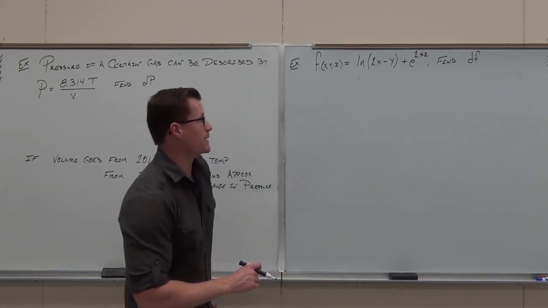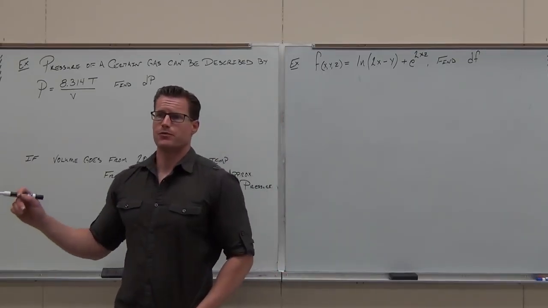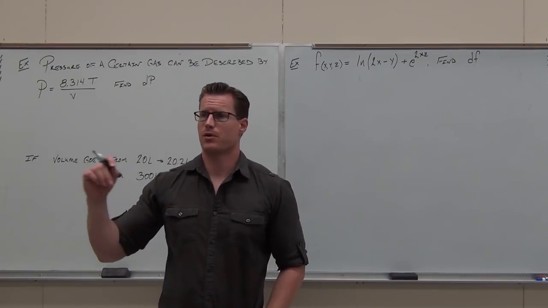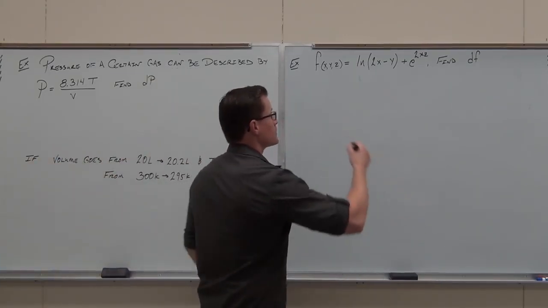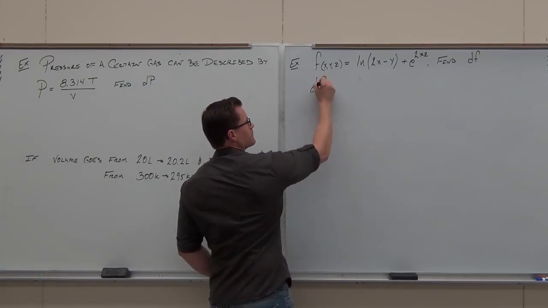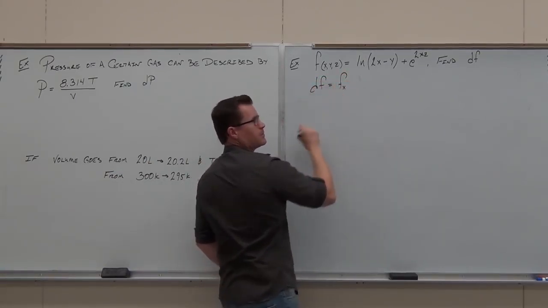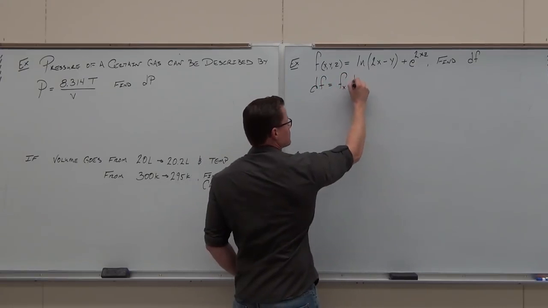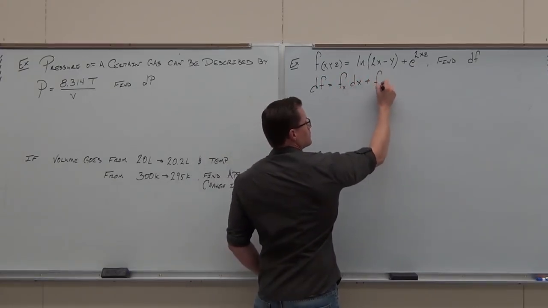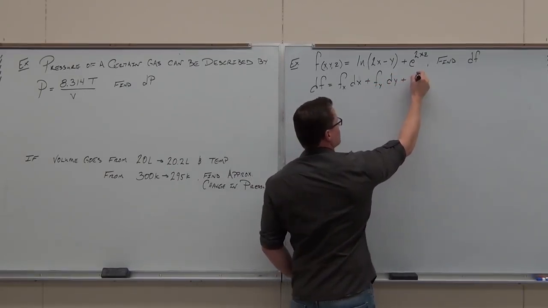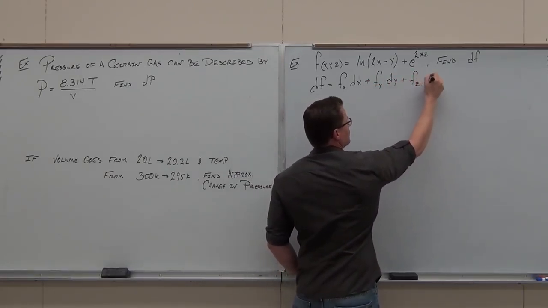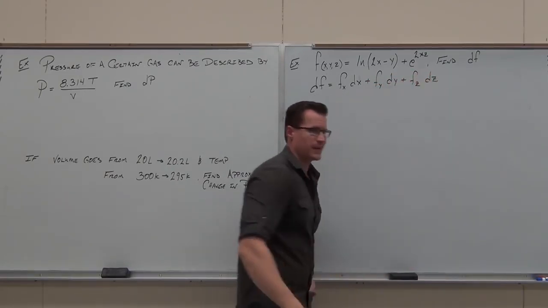Okay, I'm going to get you started here. How many independent variables do we have? So we need three partials, x, y, and z. We need a dx, dy, dz. So this thing's going to look like partial derivative with respect to x dx, then one with y dy, then z dz. That's all there is to it.